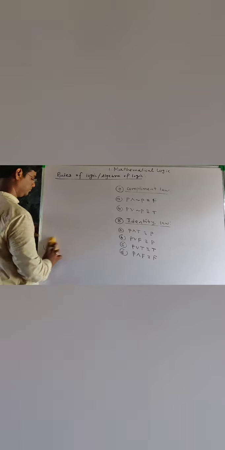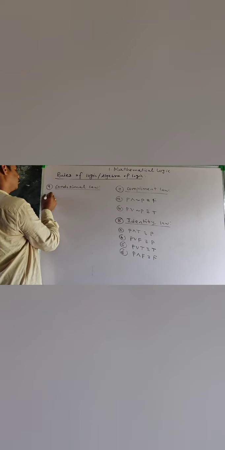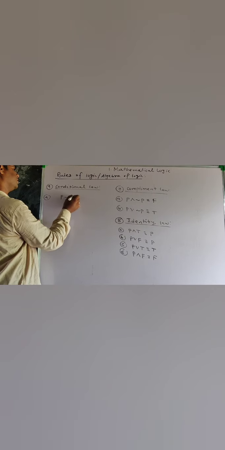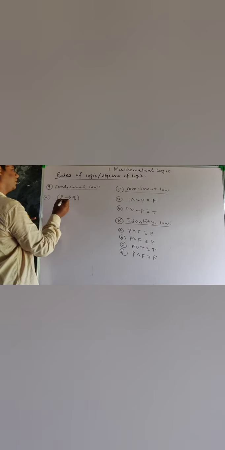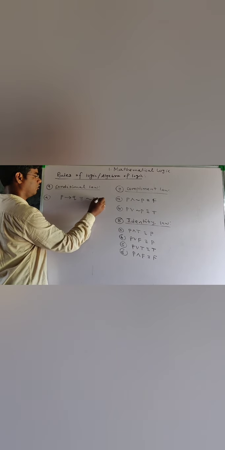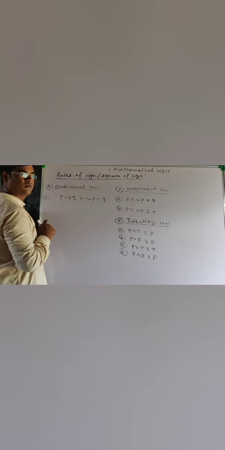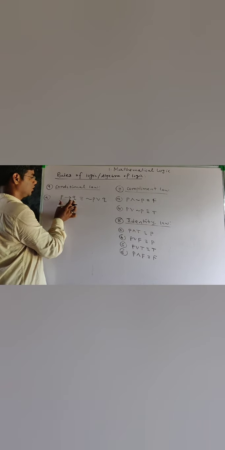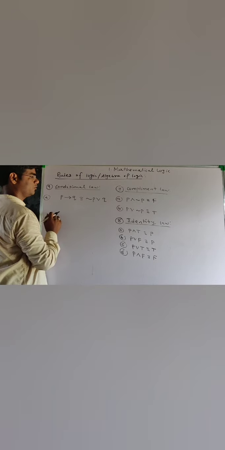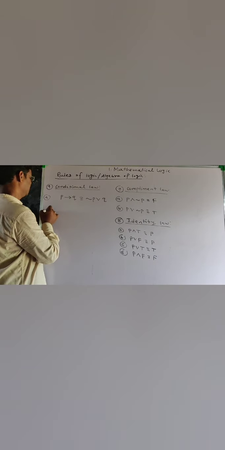Conditional law. What is conditional law or implication law? P implies Q, this statement is known as conditional statement. Then P implies Q can also be written as negation of P or Q. Using truth table you can prove P implies Q is equivalent to negation of P or Q. So without using conditional form, P implies Q can also be written as negation of P or Q. They are logically equivalent.